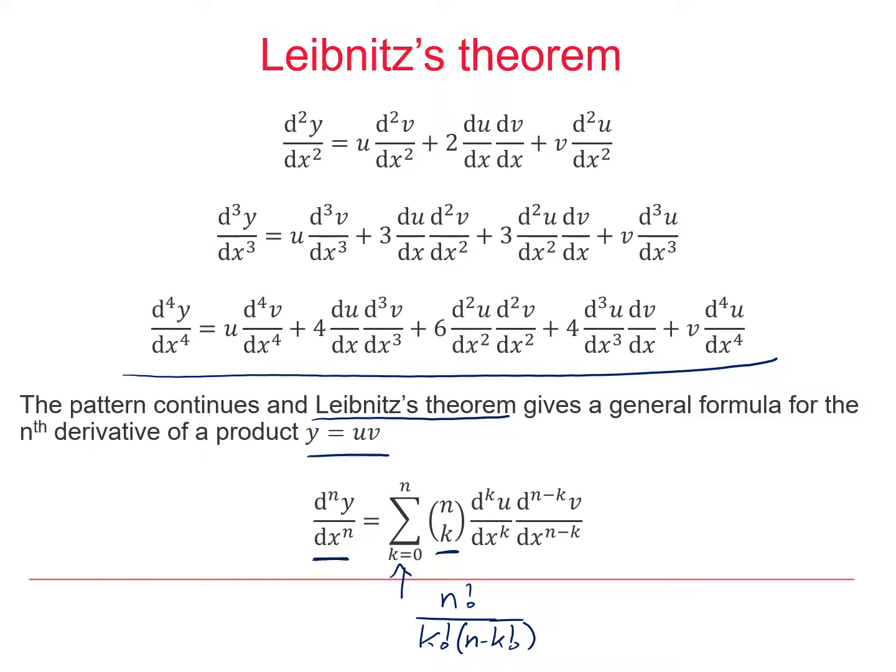Reading through this formula, at either end, where k equals 0 or k equals n, you're going to end up with a zeroth derivative. So d0u over dx0, well, that just equals u, and the same will be true for v. So we can see at the end points we're going to get the function itself.